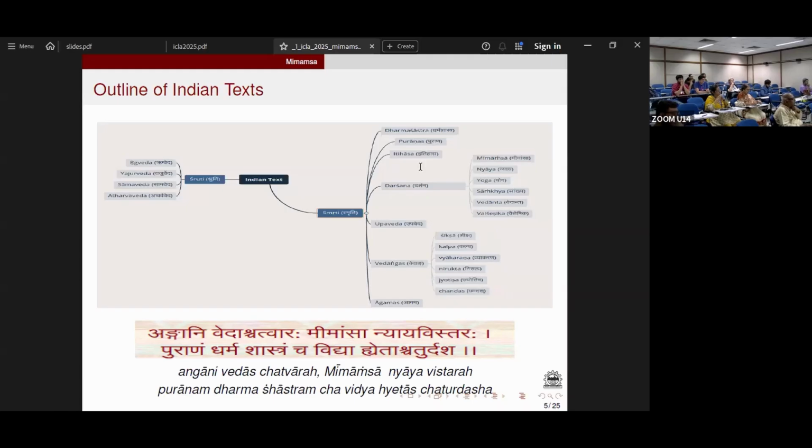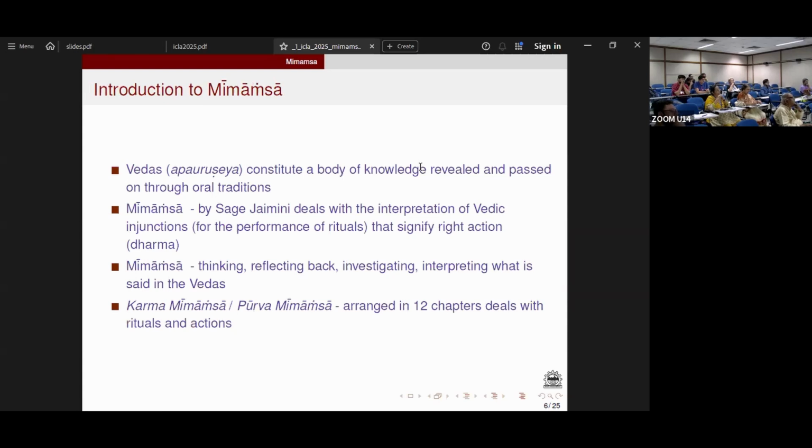So that's why I am looking at this whole thing. So a very quick, brief introduction to Mīmāṁsā. So as I said, Mīmāṁsā is about the interpretation of the Vedas, of the Vedic injunctions.